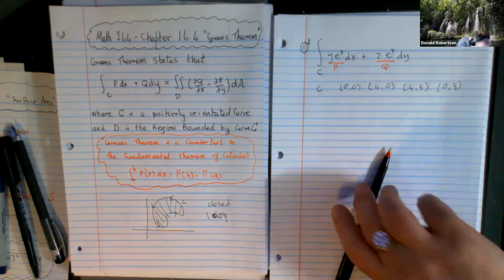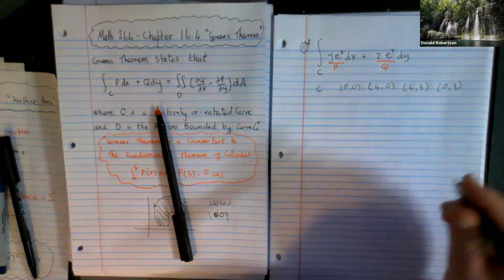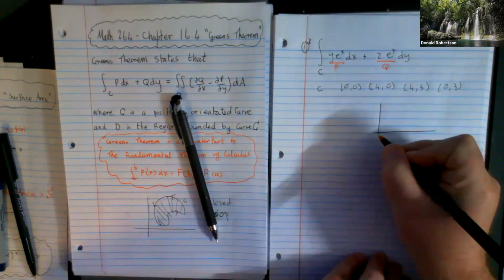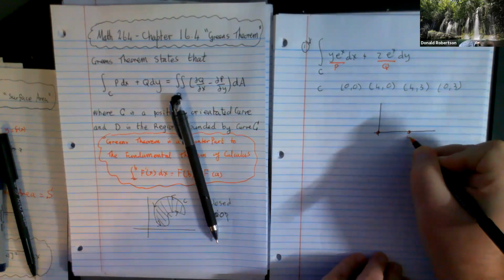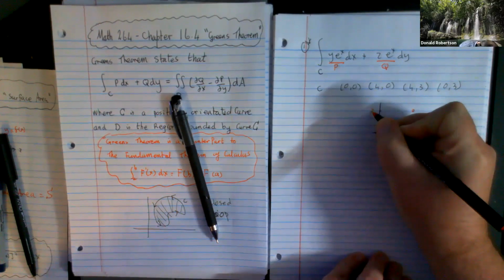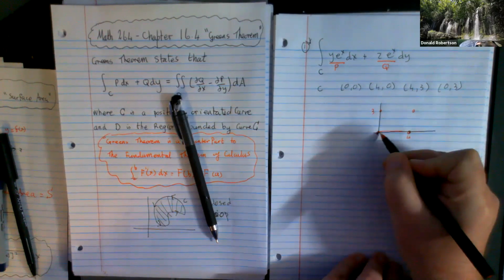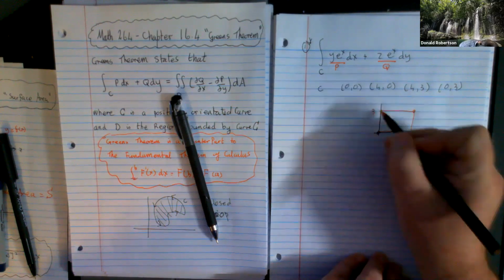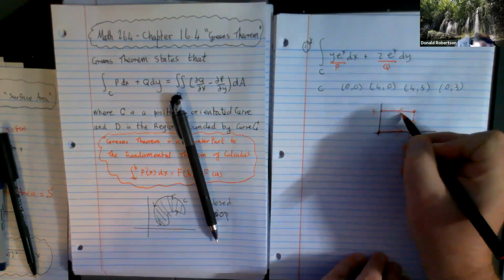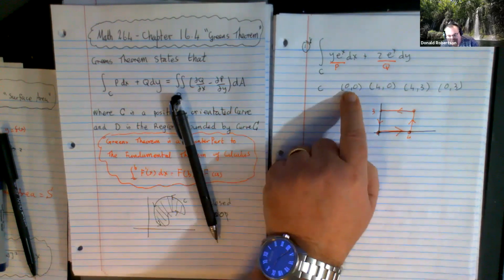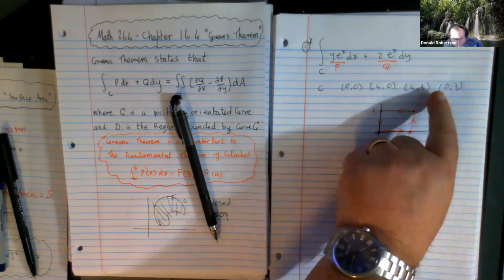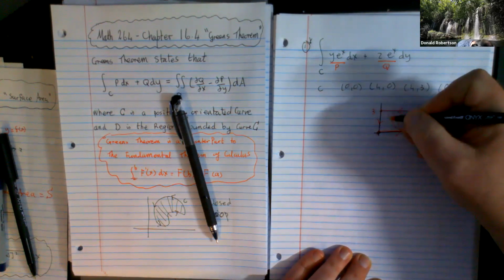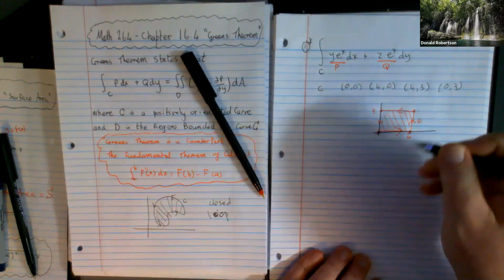Now, this fella looks something like this. Origin, (4,0), (4,3), and (0,3). So if I join these together, can you see that C is a closed loop? And you're going in this direction. And why do I know that? Because you go from the first coordinate to the second, to the third, to the fourth. So this is C, and can you see that the region inside it, that's what they're going to call D.